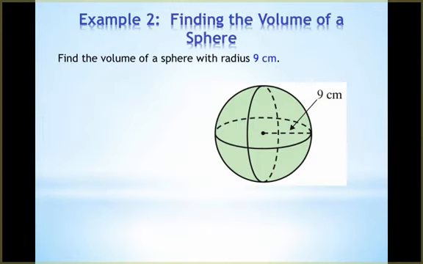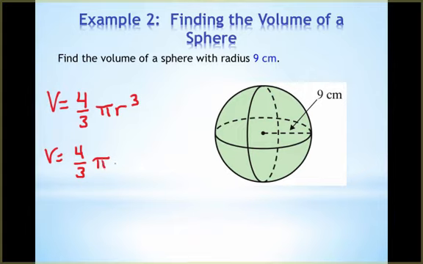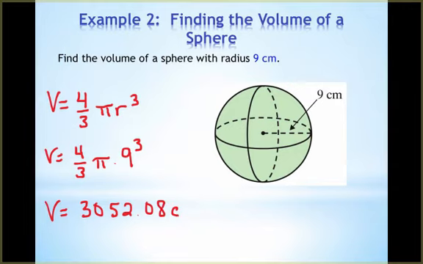In example 2, we're finding the volume of a sphere with a radius of 9. Well, the formula for the volume of a sphere is 4/3 pi r cubed. Now my radius is 9, so I could now just grab my calculator and do 4/3 times 3.14 times 9 cubed and get 3052.08. And that would be in cubic centimeters because we're doing volume.